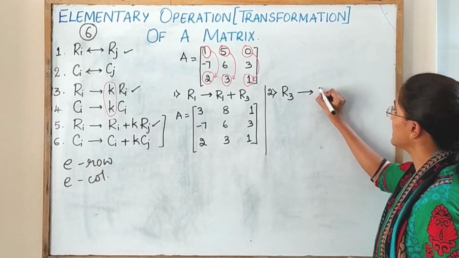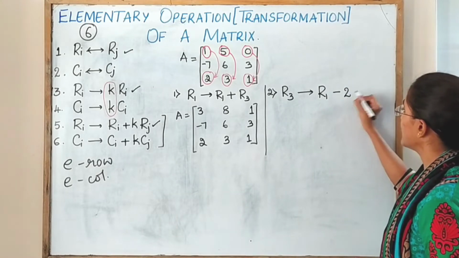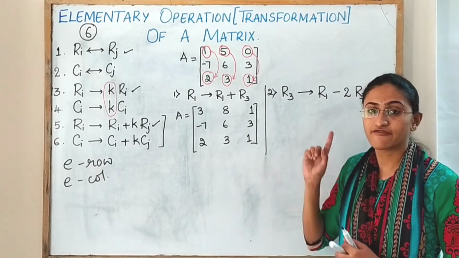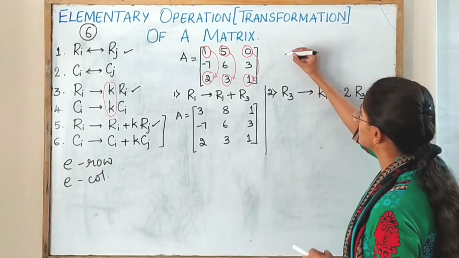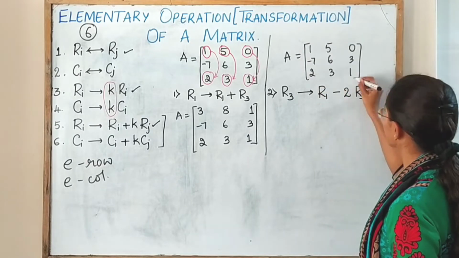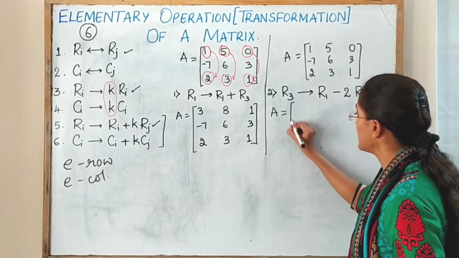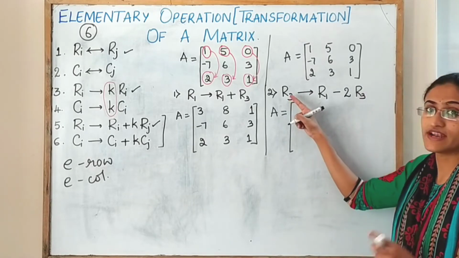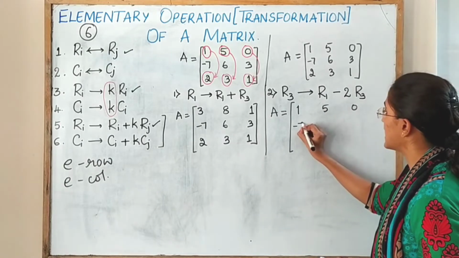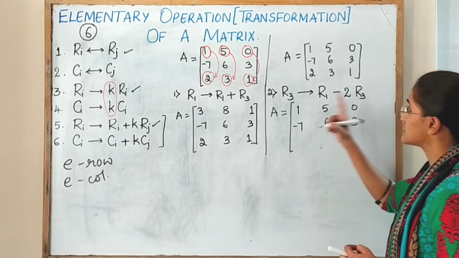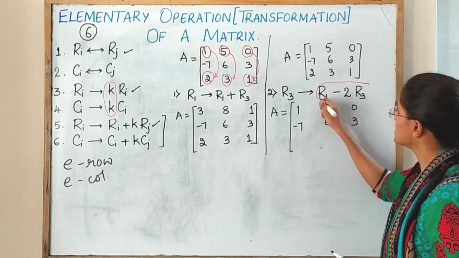Now, if I am operating in another way, like I am taking the operation for the third row and I am operating it as R1 minus twice R3. If this is my elementary transformation for the same matrix A, I am writing the matrix again. Now the changed matrix will be, now I am changing only the third row, the first row remains as it is and as well the second row.